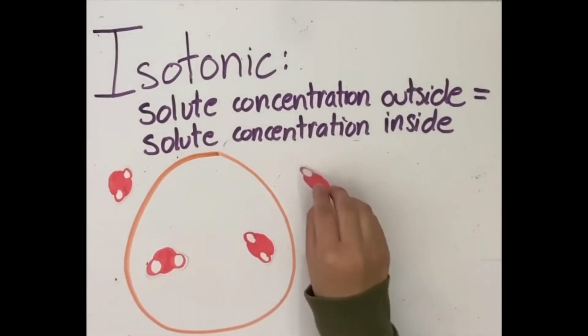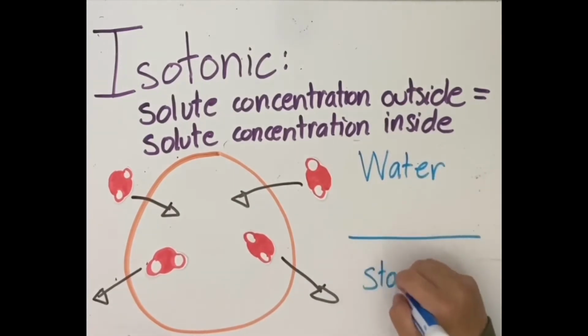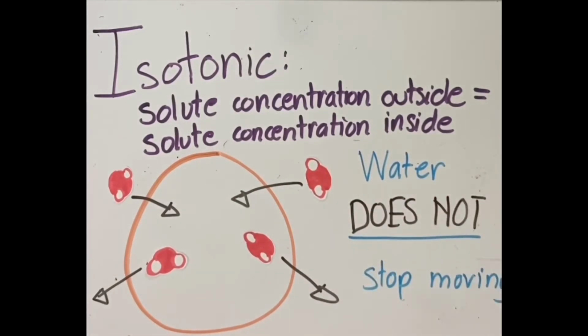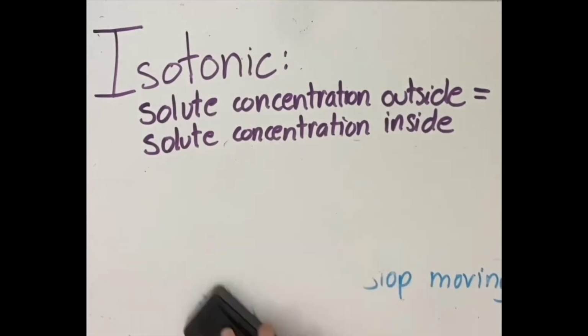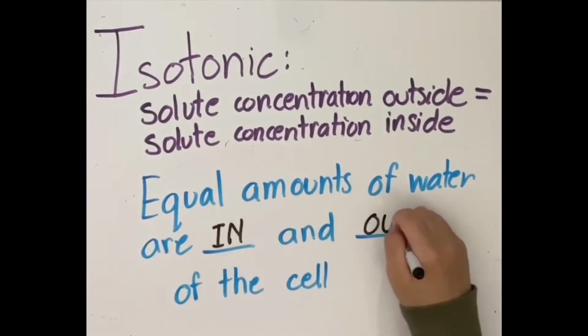Also, in isotonic solutions, the water does not stop moving. It still flows, it just flows in and out at the same rate. Well, in the end, that would mean that equal amounts of water are in and out of the cell.